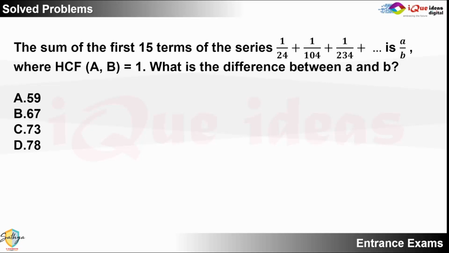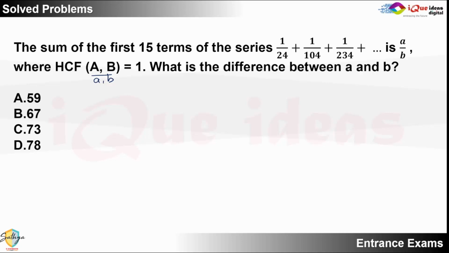In this problem, it is given that the sum of the first 15 terms of the series 1/24 + 1/104 + 1/234 and so on is a/b, where the HCF, the highest common factor of a and b, is 1. What is the difference between a and b, the two terms? A and b is the same as small a and b. It means that the numbers a and b have no factor in common. They are co-primes to each other. So I have to find out the summation of the 15 terms of the series.